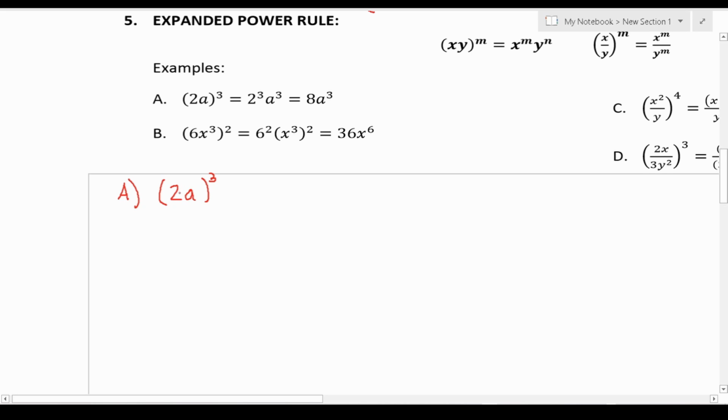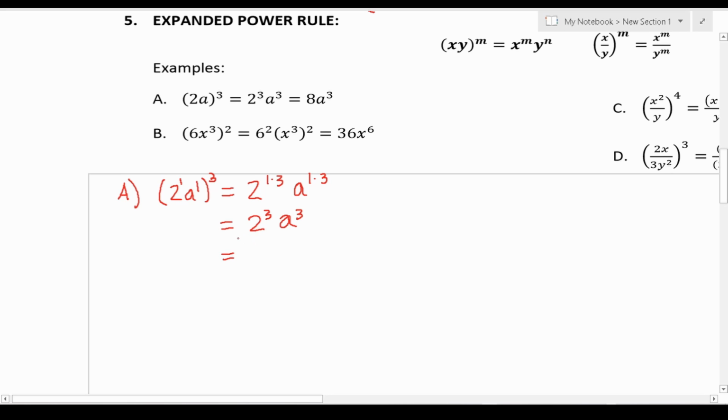In case it's helpful, you can regard 2 as raised to the first power and a as raised to the first power. And now we're just going to take the power rule and apply it to each of these bases individually. Again, the power rule says write down your base and then multiply the exponents. So 1 times 3. Write down your base, a, and then multiply your exponents. 1 times 3. Let's simplify this. This is 2. 1 times 3 is just 3. And then a, 1 times 3 is just 3.